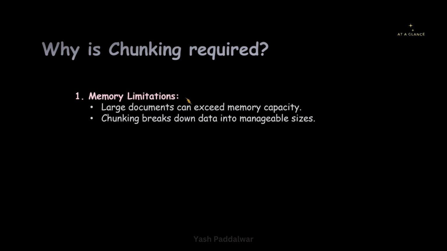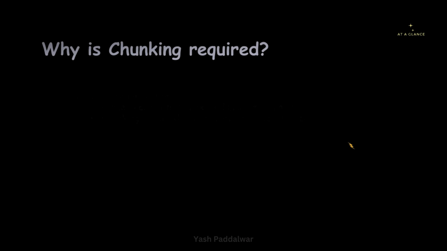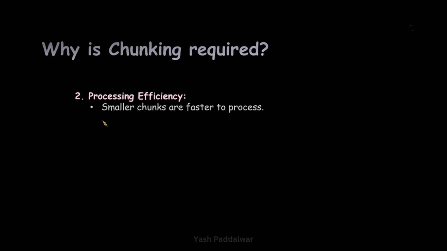So this memory limitation is one of the drawbacks because of which we require chunking. The next drawback because of which we require chunking is the processing efficiency. Smaller chunks are faster to process.